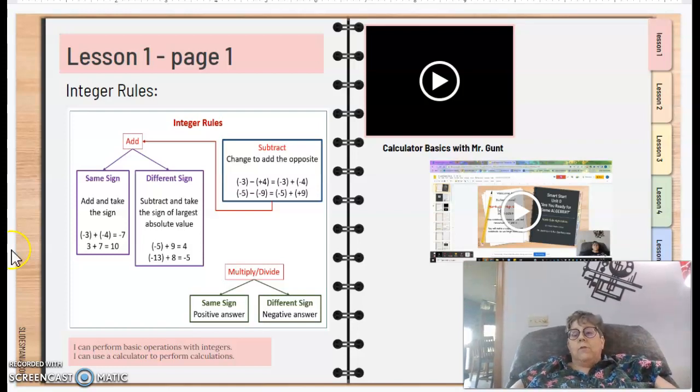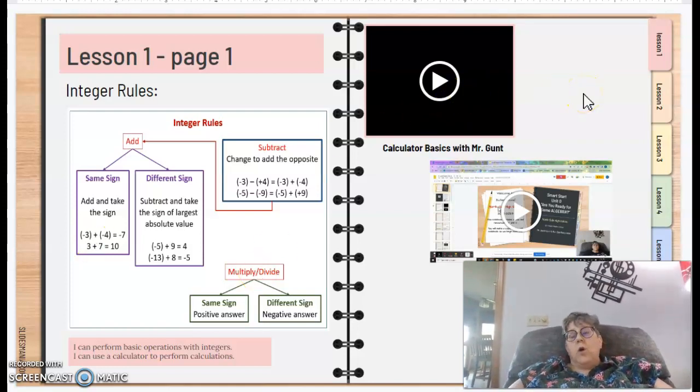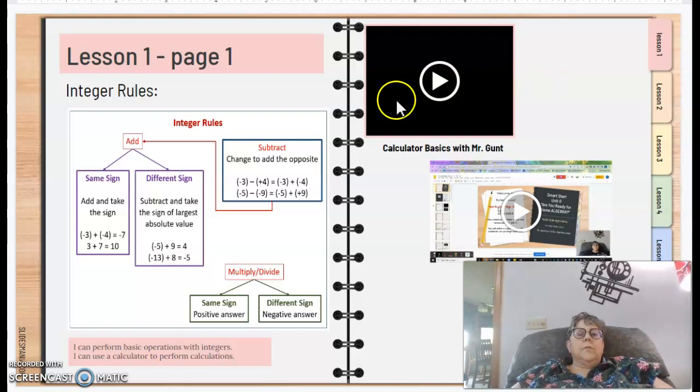In this unit, we will learn everything we need to be successful in Algebra 1. It's a basic review of skills. So the first lesson is on integer rules: adding, subtracting, multiplying, and dividing integers. Integers include positive and negative numbers.